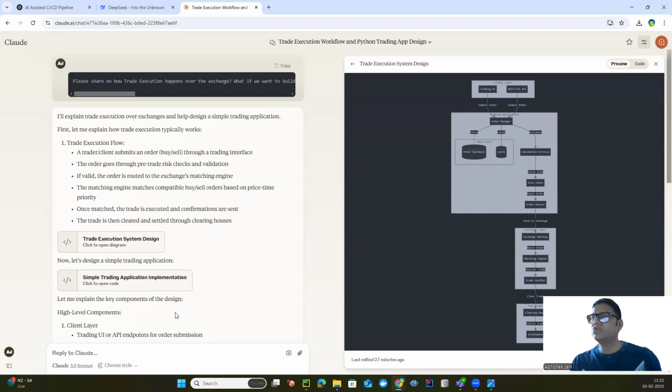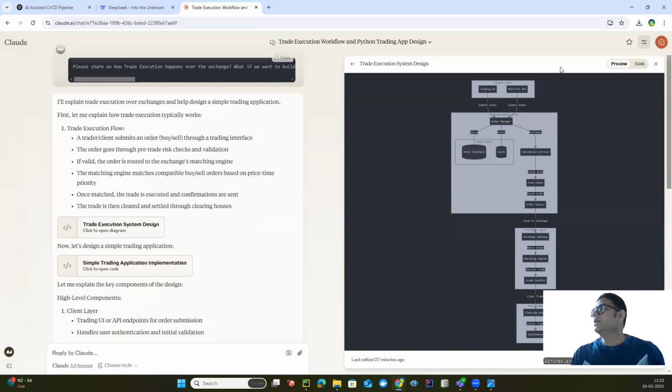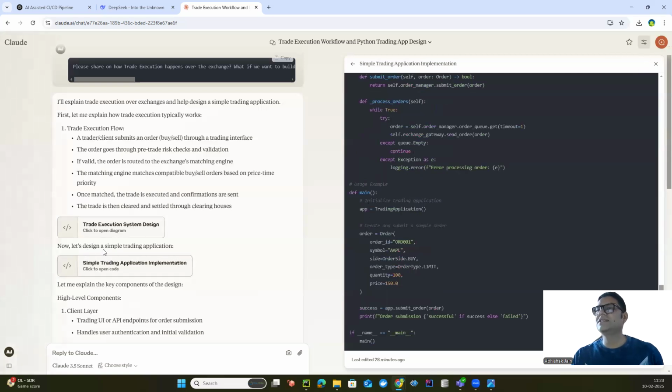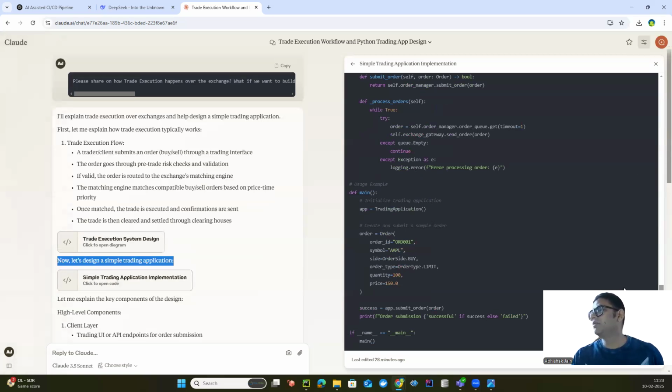So if we didn't have these tools, we would have to spend a lot of time to build that. And most of the time we have to depend upon our subordinates to come up with all these kinds of things. But now in a few clicks, in a few seconds, we can come up with all this kind of stuff. Okay, and this is how the code looks like. And then, let's design a simple trading application, if you see here, which I'm highlighting. So this is what Claude AI provided us.